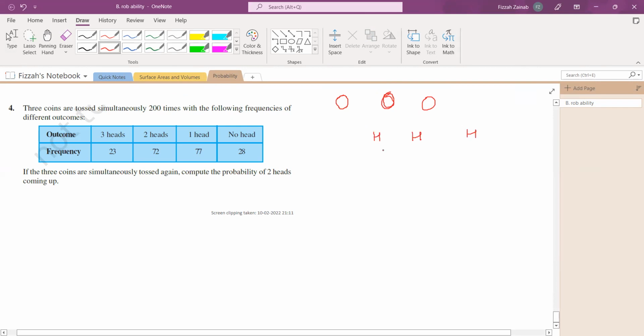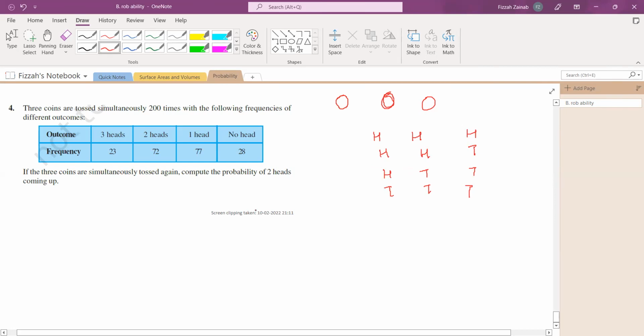Or it can happen that 2 coins are having head and 1 coin is having tail. Then it can happen that only 1 coin is having head, the other 2 are having tail. And then all the coins are having tail. So there can be different cases. Try to understand this thing.